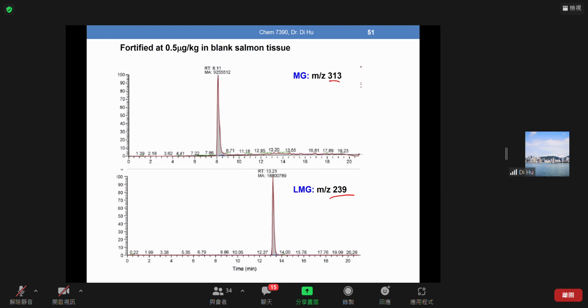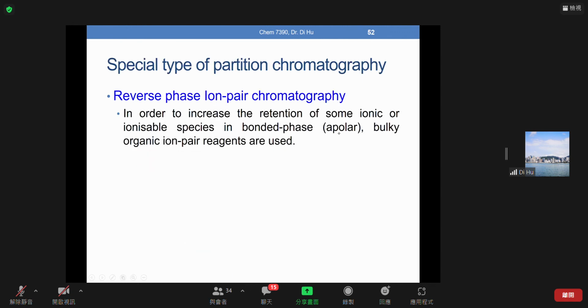Okay, so let's see. Probably I'll mention a little bit more. That's all for reverse phase chromatography and normal phase chromatography. There are also some special types of partition chromatography, as we were really talking about the normal ones. One that you may see often is reverse phase ion pair chromatography. So what is that? Why do we have to do something so troublesome as ion pair?